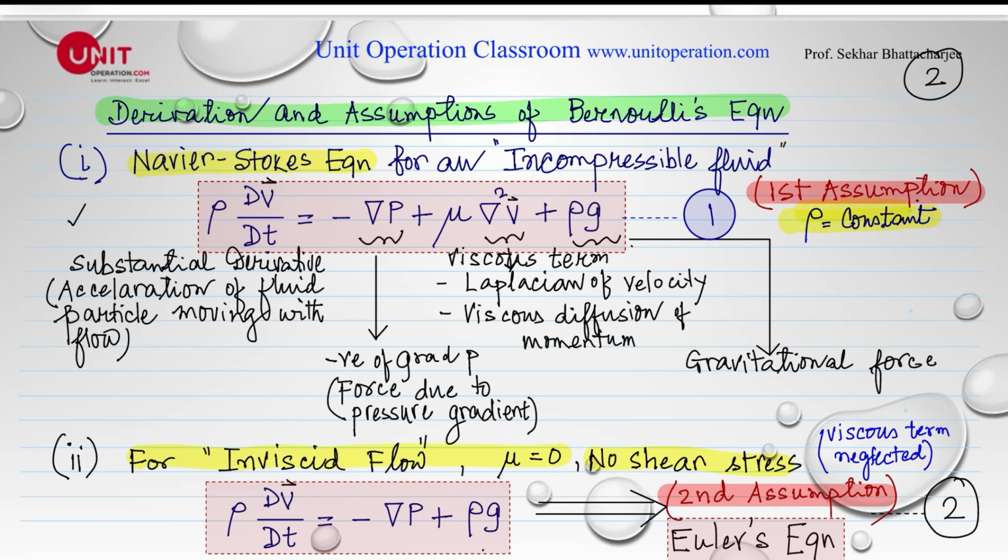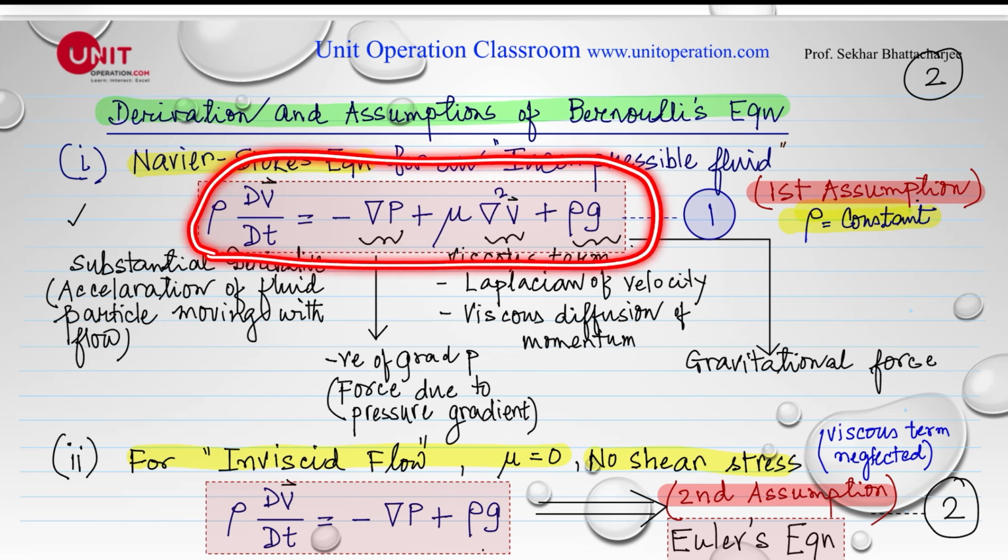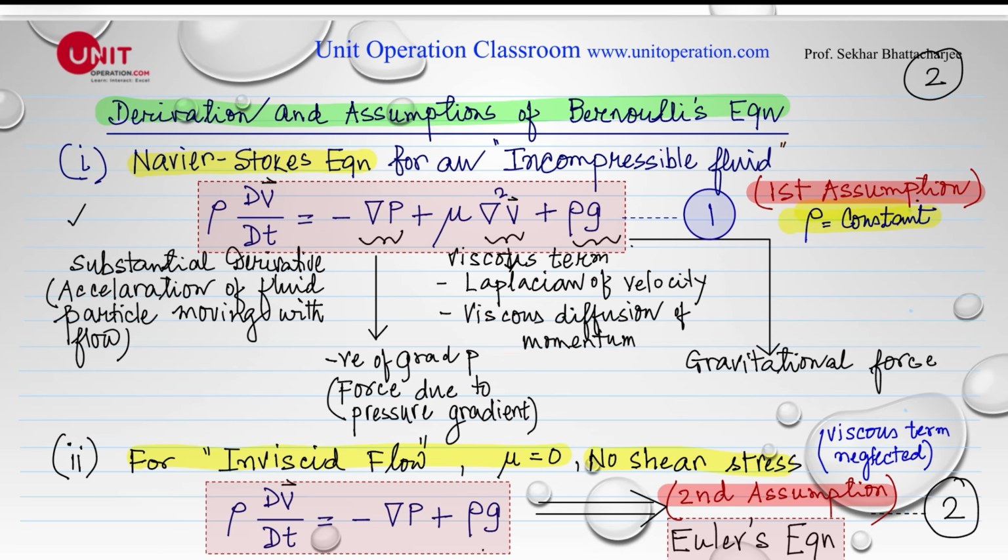And you can understand intuitively, this is nothing but Newton's second law of motion. Why? Because once we understand what is substantial derivative, then it will become very clear. For an inviscid flow, the viscosity is zero. That means for an inviscid fluid, there is no viscosity. So if we make that assumption that there is no viscous diffusion of momentum, then the viscous term can be neglected. So we'll neglect this term right here. So in that case, this equation reduces to this.